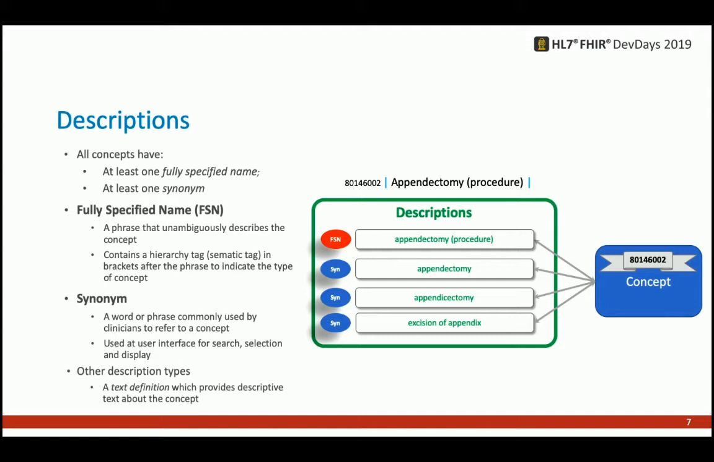Description types. There's one more description type. It's called a definition. It's not used very frequently. This is really used for, at the moment, mostly rare diseases, for references to see where these come from. But you wouldn't expect these to appear in an EHR or with your clinicians.